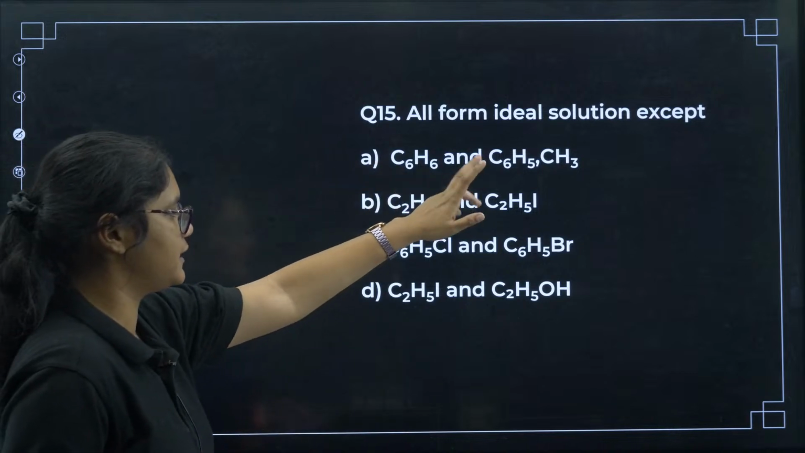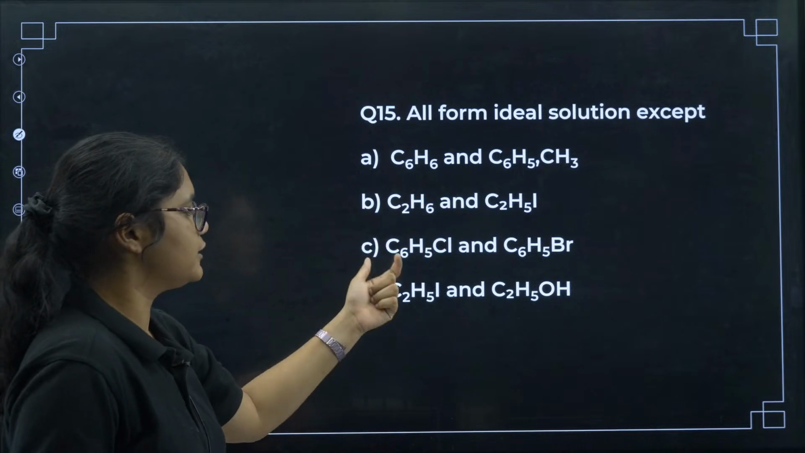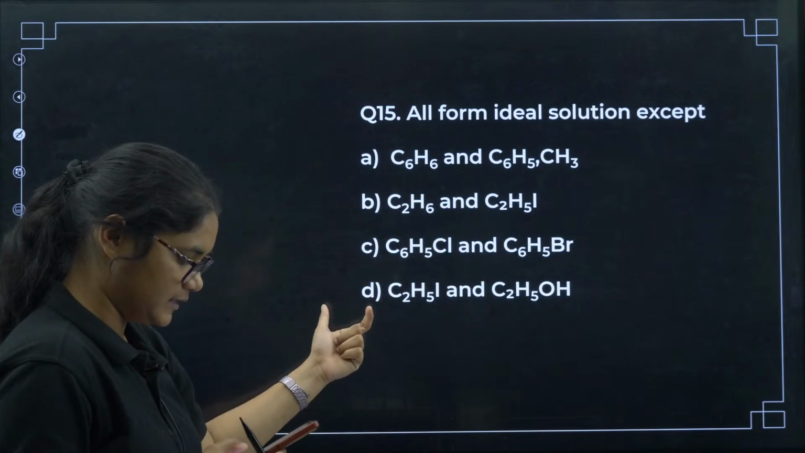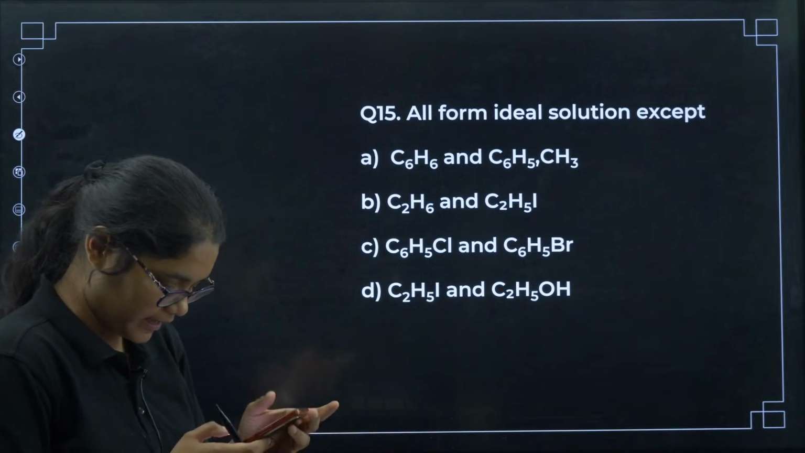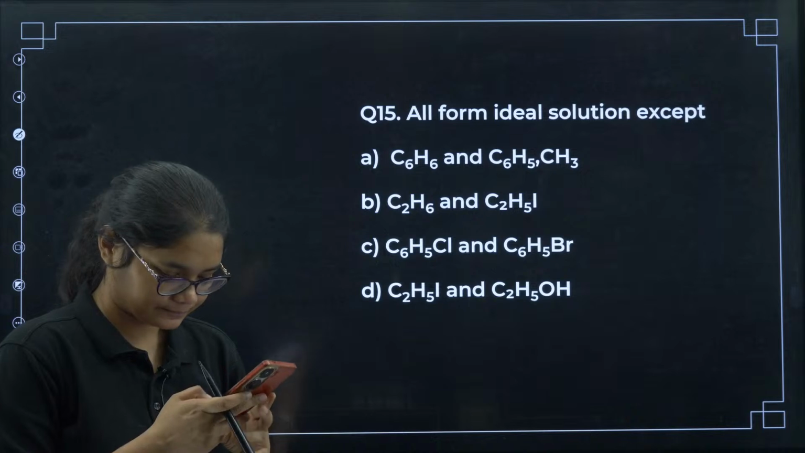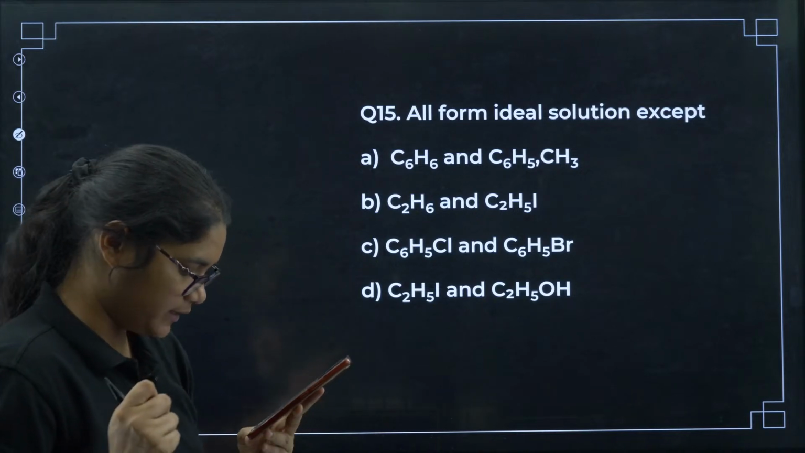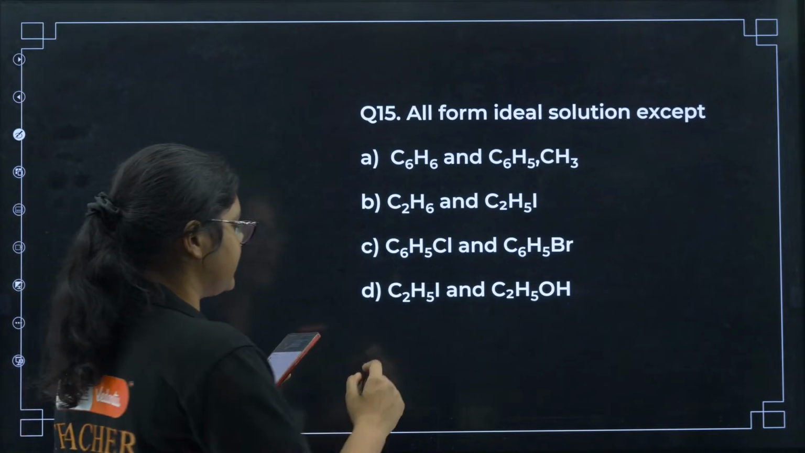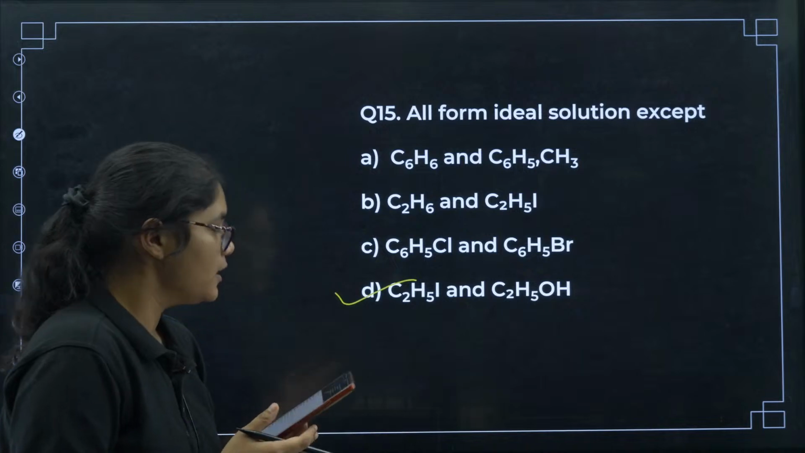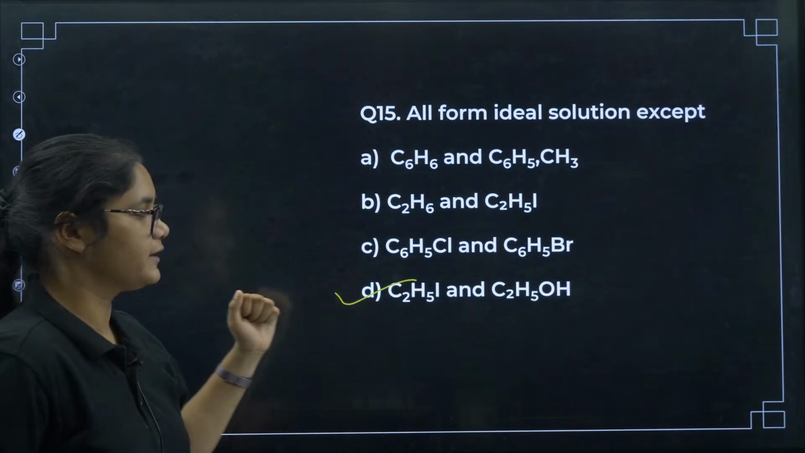So here you have benzene and toluene. Here you have ethane and iodoethane. Here you have chlorobenzene and bromobenzene. Then you have iodoethane and ethanol. So where you will find there is, okay, 15th D is the correct answer. Definitely we have ethyl iodide and ethanol as the correct answer here.